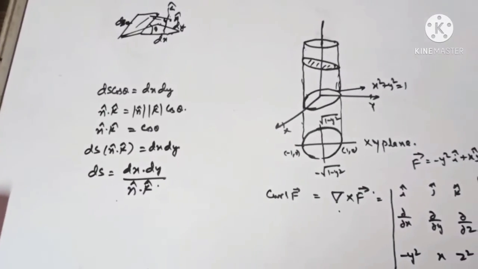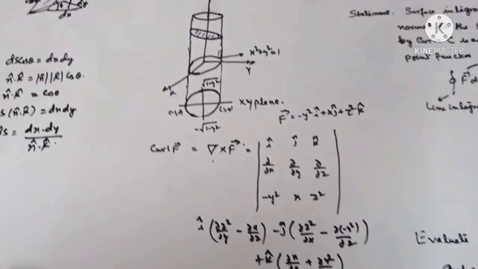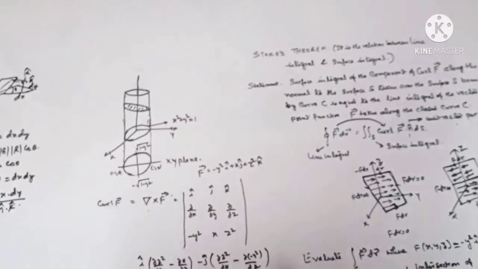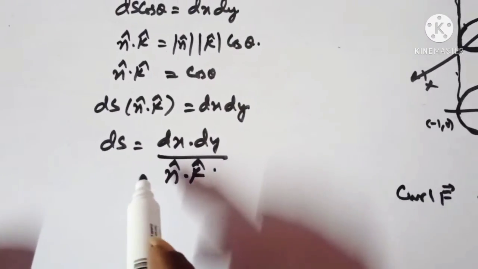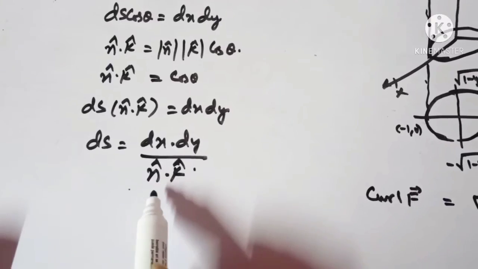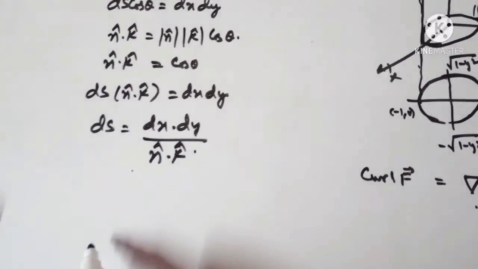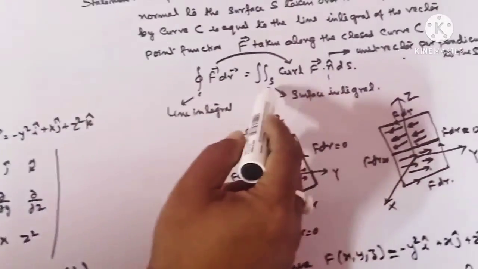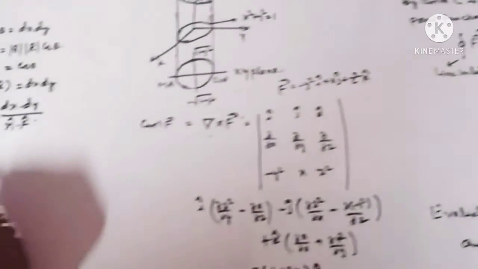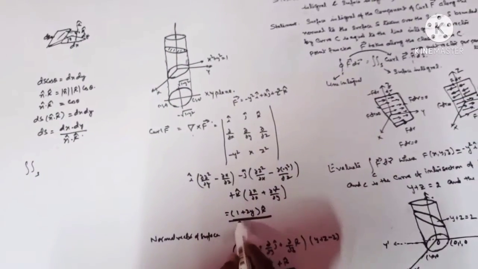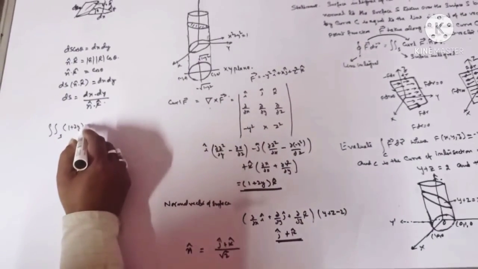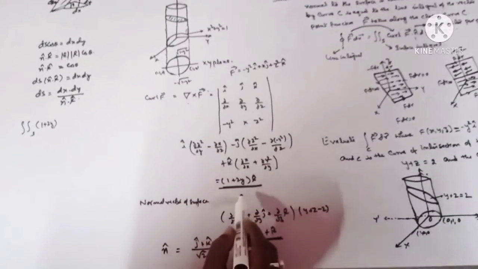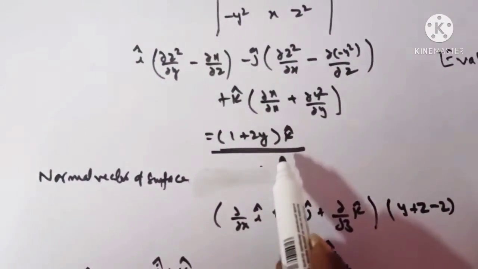So now I have found curl of f, n cap and ds. Now ds is equal to dx into dy by n cap dot k cap. Now I am going to place all this data here in the surface integral of curl of f. Your curl of f is this, 1 plus 2y. This is your curl of f.